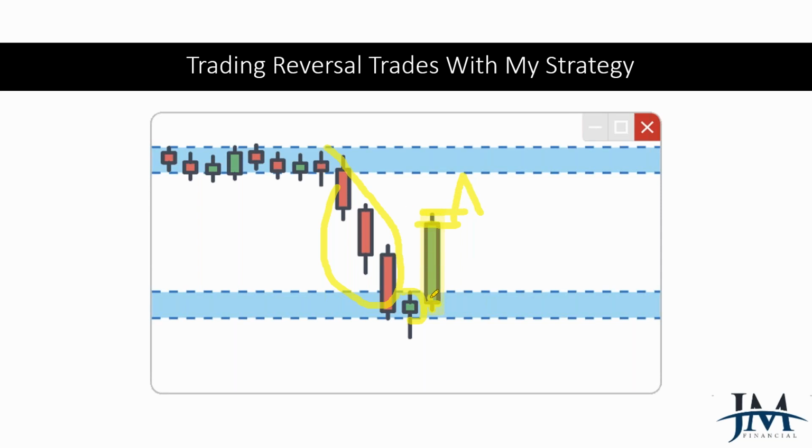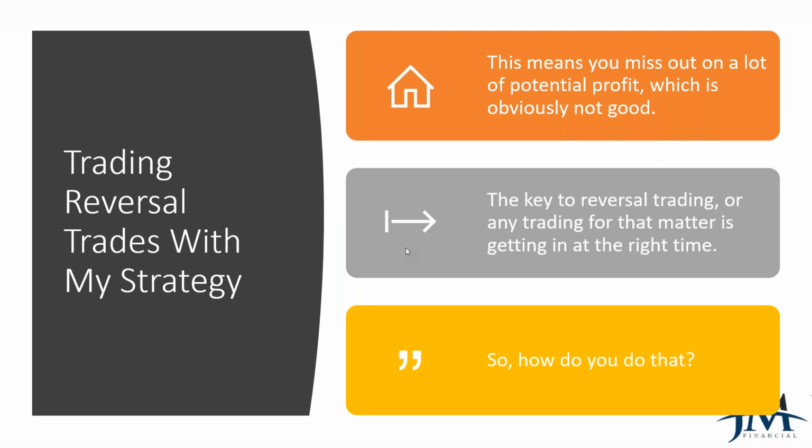The problem is this was a huge bullish move. Now, we wanted to take advantage of that and we might have another bullish candle here. So how do we actually decide when we want to enter the market after we have the indecision candle? That's the important decision. So if you waited for that whole candlestick to form, you lost a lot of potential profit, which is obviously not good. The key to reversal trading, or any trading for that matter, is getting in at the right time. So how do you do that?